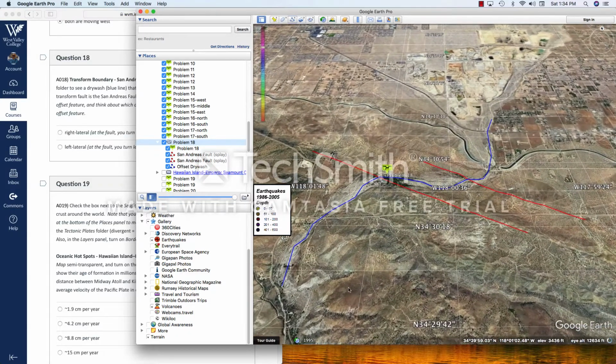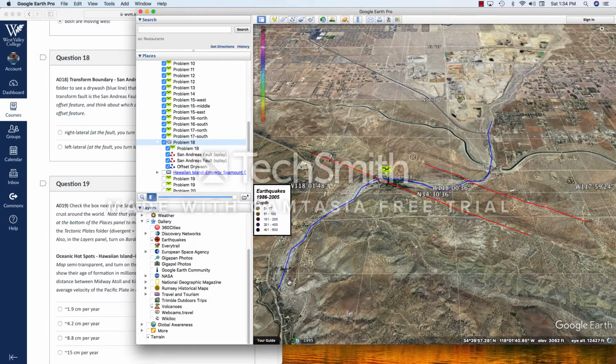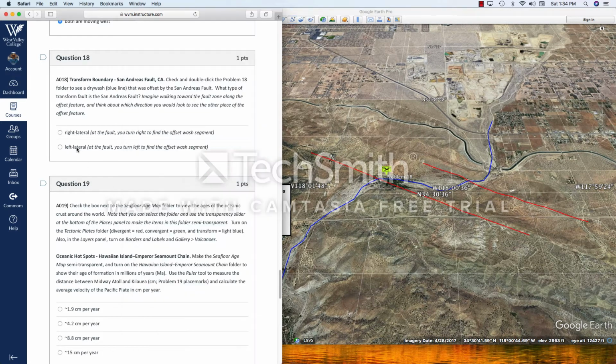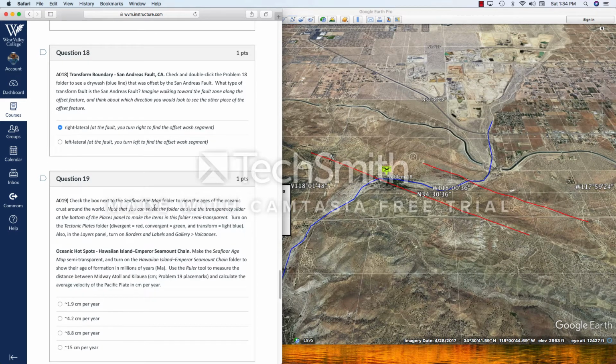Yeah, so there's the San Andreas Fault. So the drainage is coming down off the San Gabriel, San Bernardino Mountains here, and then moves off toward the right here. So this would be an example of a right stepping or right lateral fault. So that's this option right there.